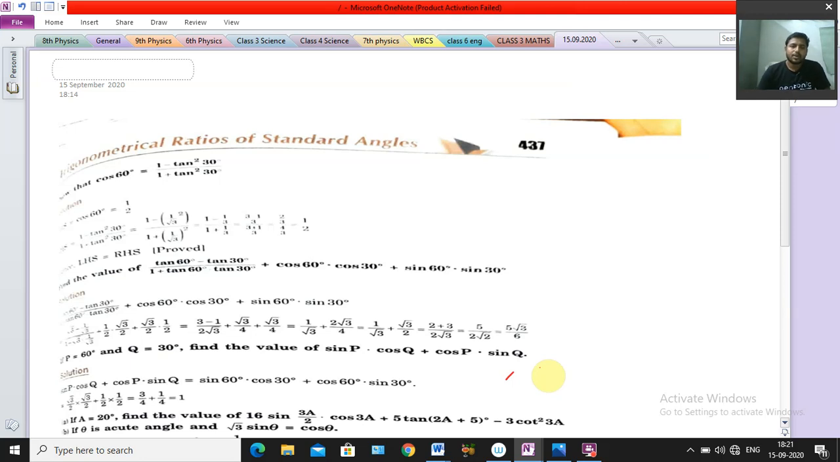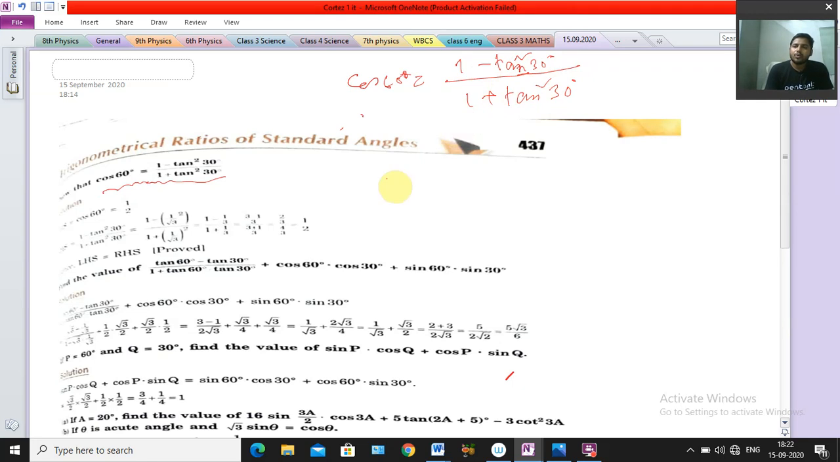Okay, so now let's start everyone. See, first question is here: cos 60 degree equal to (1 minus tan square 30 degree) by (1 plus tan square 30 degree). Actually the question is not clear, so the question is here like that: cos 60 degree equal to 1 minus tan square 30 degree by 1 plus tan square 30 degree. Clear? That is the question.